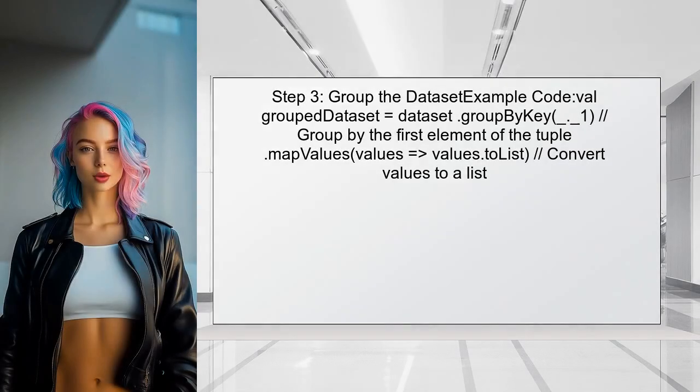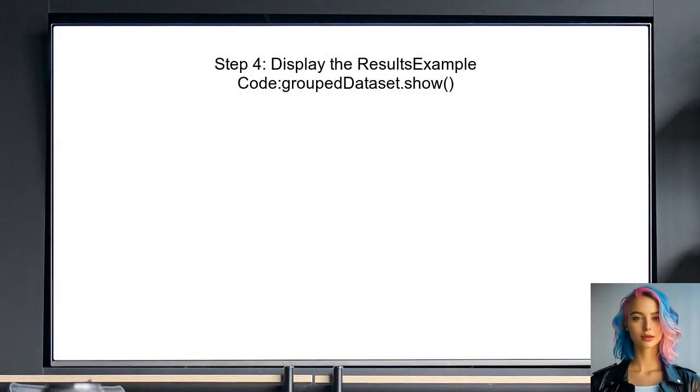Now the user can perform the grouping operation. They should use the groupBy method on the dataset, specifying the key by which to group the data, and then aggregate the values into a list. Finally, the user can display the results. This can be achieved by using the show method on the grouped dataset to print the output in a readable format.